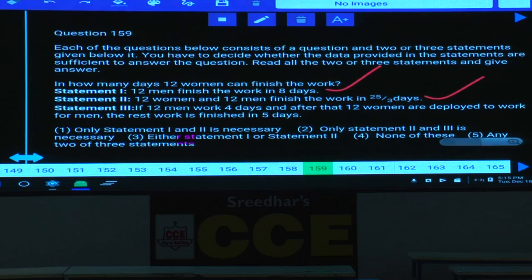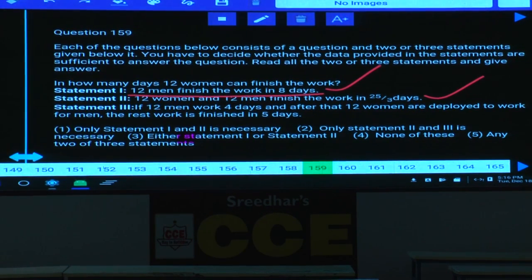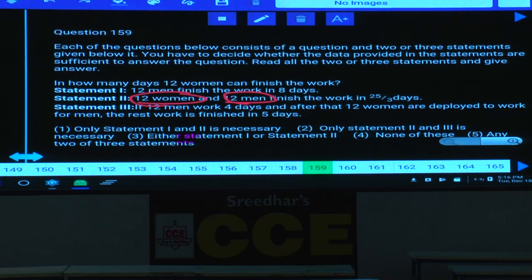By using a combination, will you be able to get the answer using 1 and 2 both? Yes? Obviously. If 12 men can complete the work in 8 days, you can calculate 12 men's 1 day work. So you can replace that with the 12 men's work here. So can we calculate the 12 women's work? Yes, we will get the answer using 1 and 2 for sure. Now, next. Will you be able to get the answer using 1 and 3? Here we have the 12 men's work. Along with 12 men, you already have 12 women. Will you get the answer using 1 and 3? Yes. So you know that 1, 2 is possible, 1, 3 is possible.